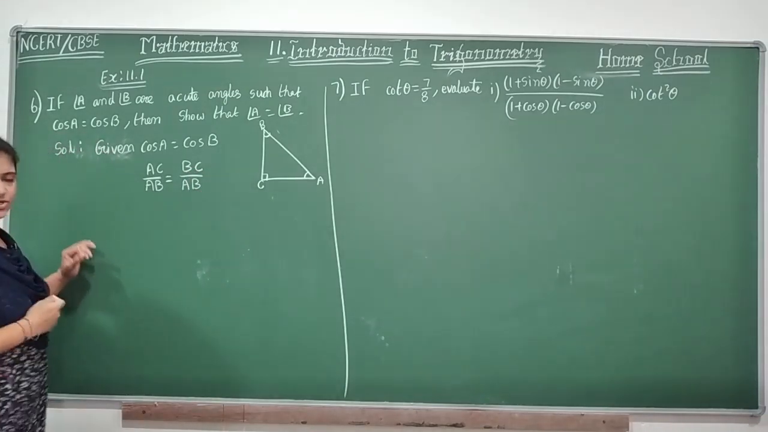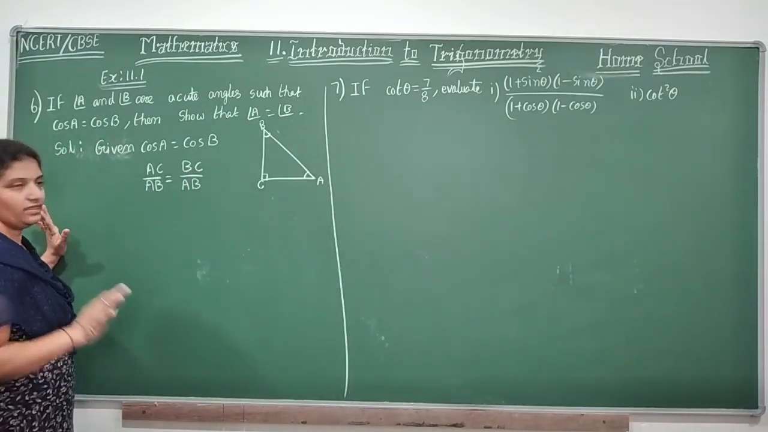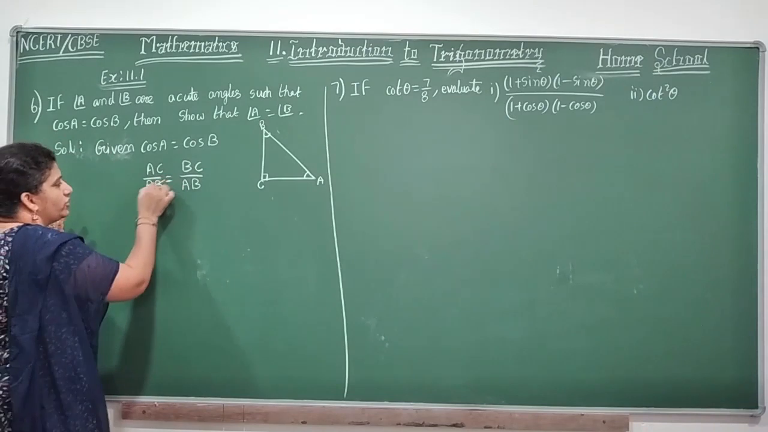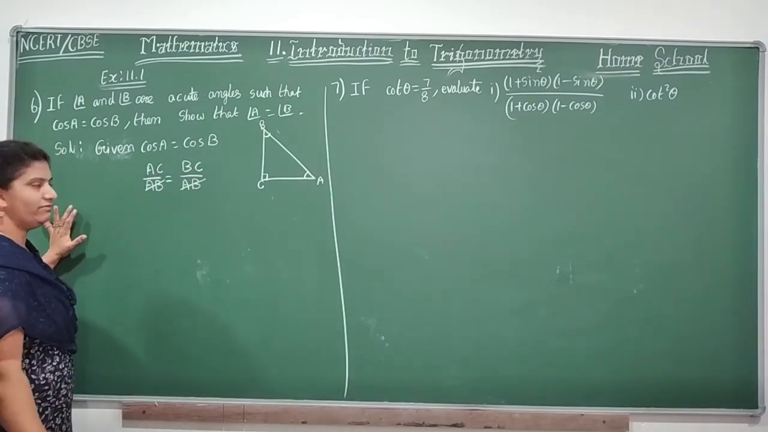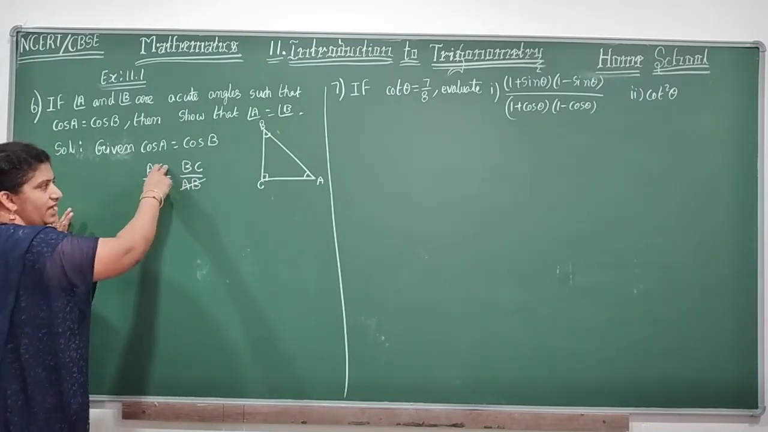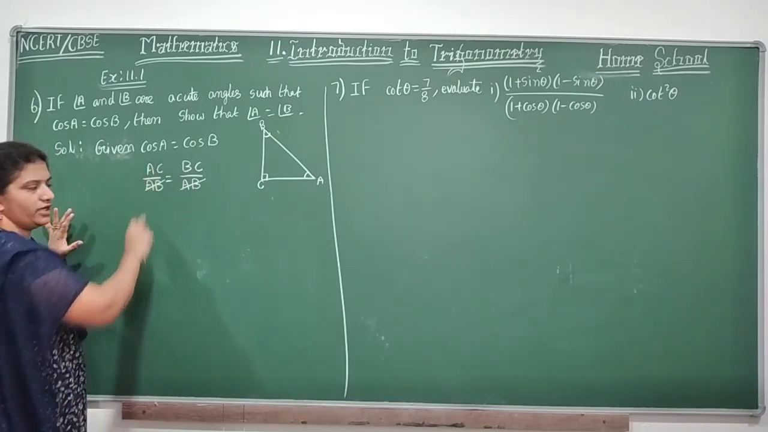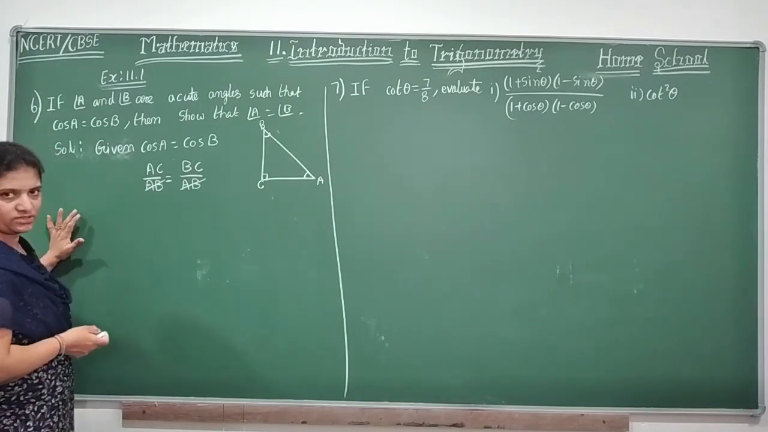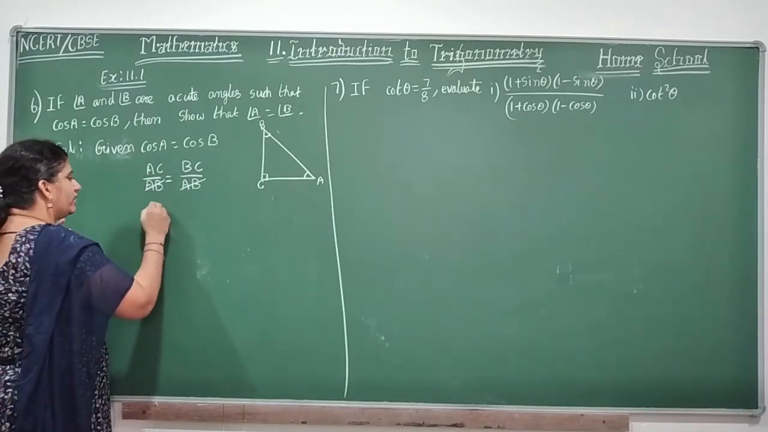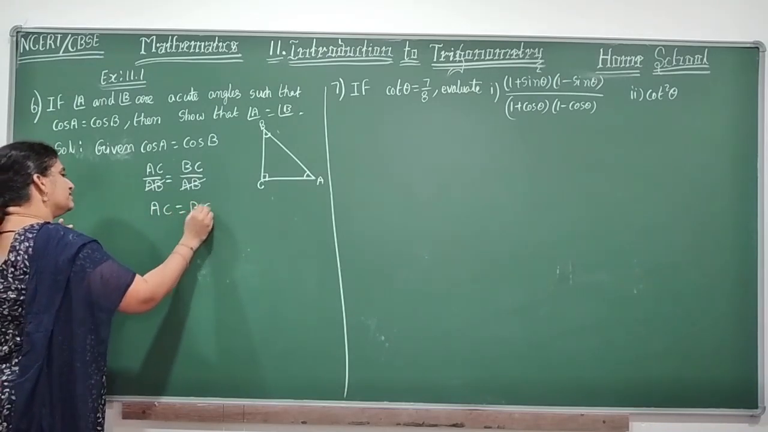So look here, children, it is very easy. Nothing to do. The hypotenuse on this side and this side will be cancelled. How do you know? If it comes to this side, it will be the numerator. Numerator and denominator of AB will be cancelled. Or directly you can do this. Now what are you left with? AC is equal to BC.